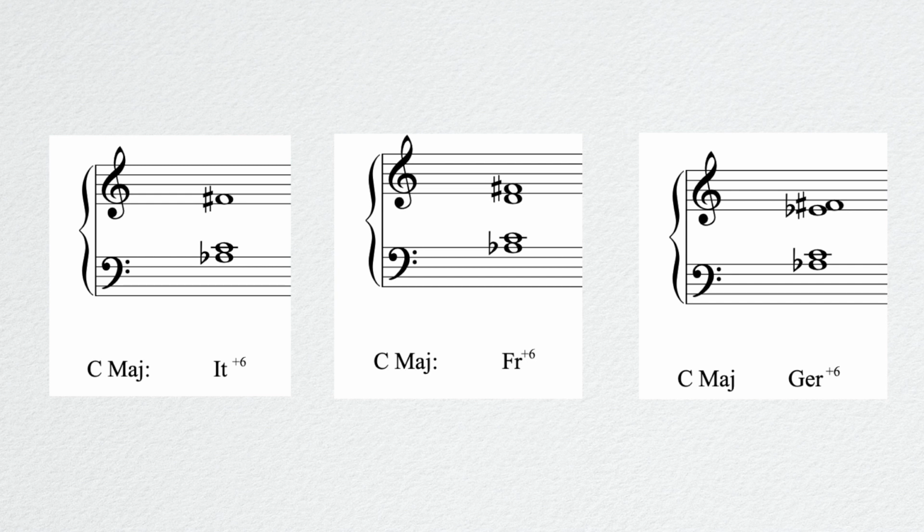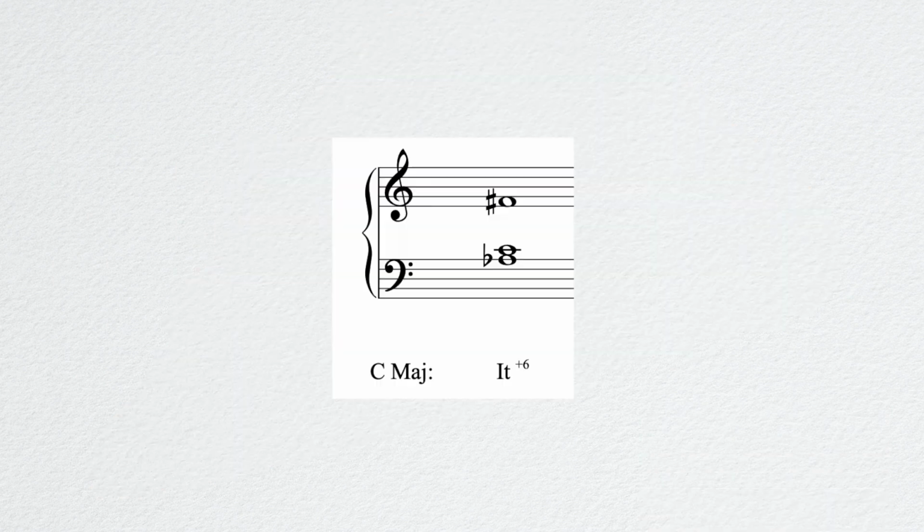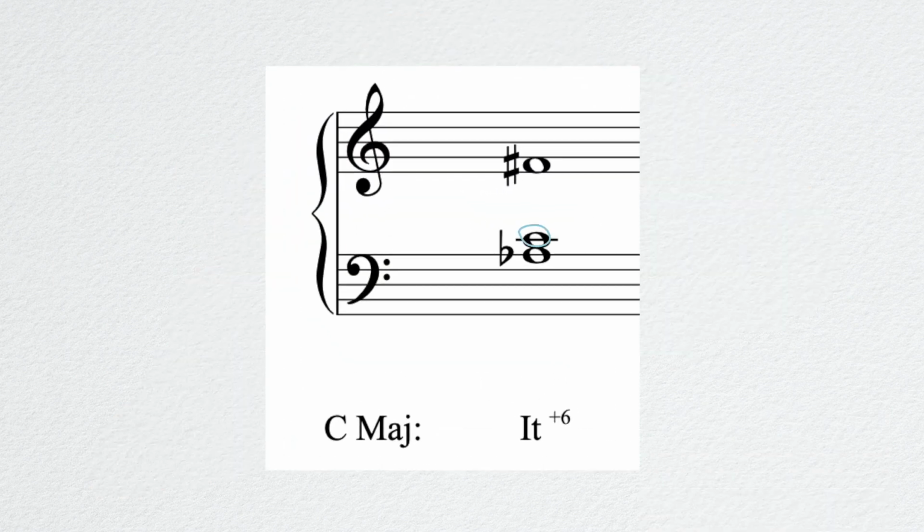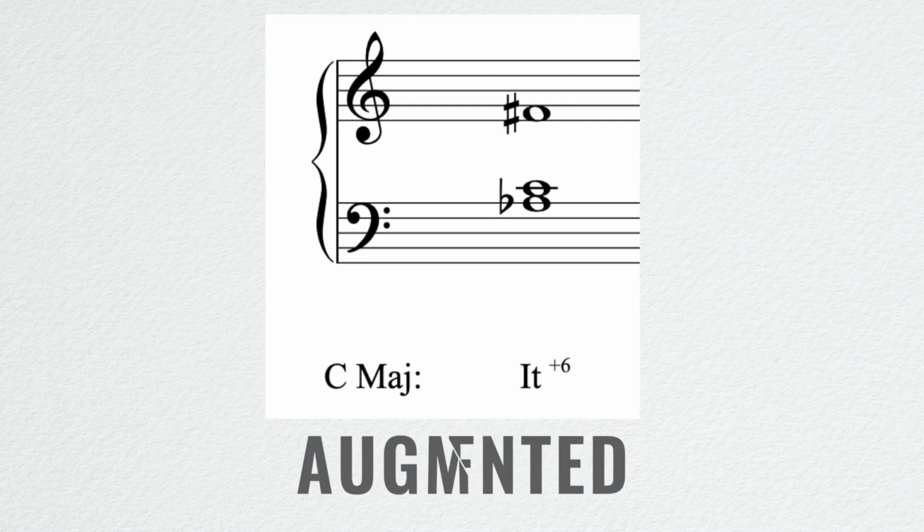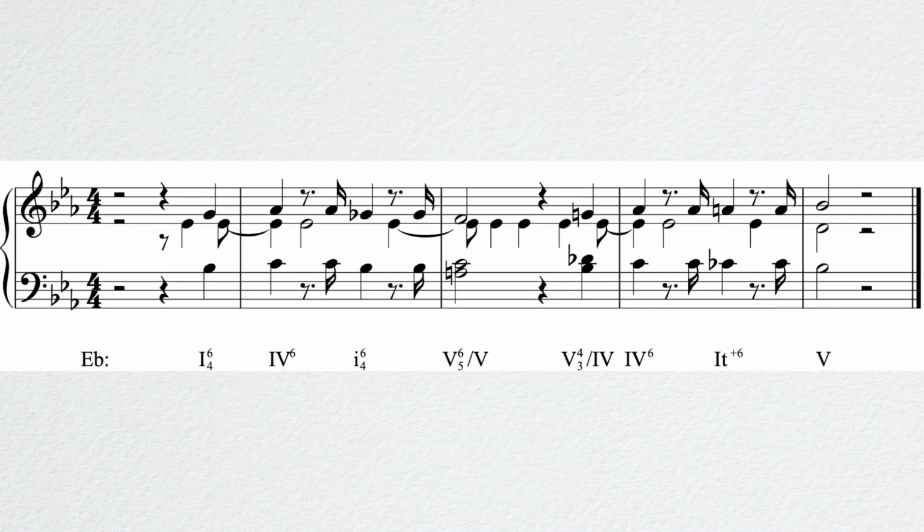Let's first look at the Italian augmented sixth chord. When we add the tonic on top of our bass note, le, we are essentially building a major third above, and we can call the result of this an Italian augmented sixth chord. Let's listen to an example.